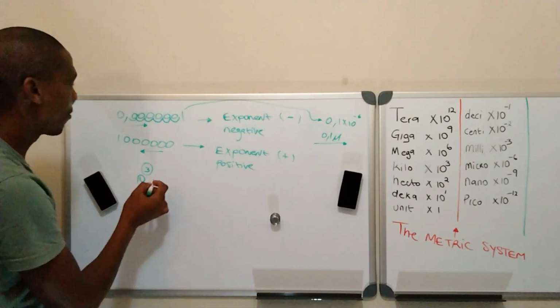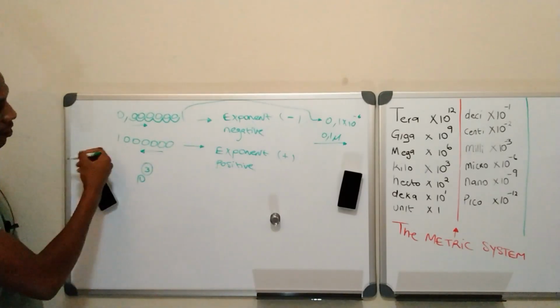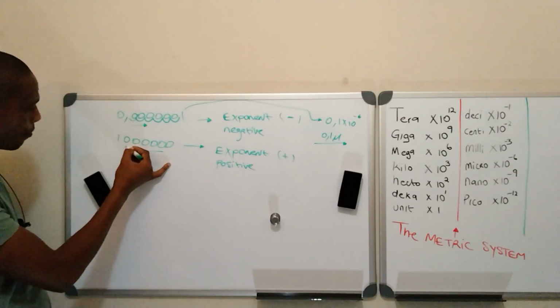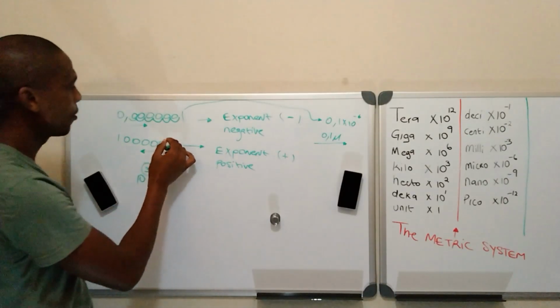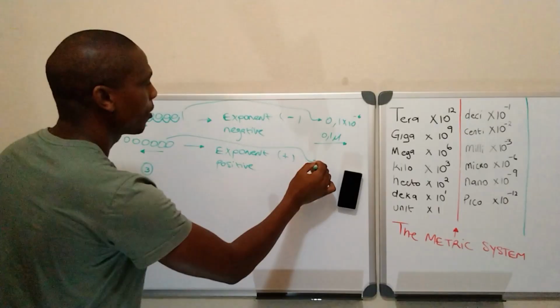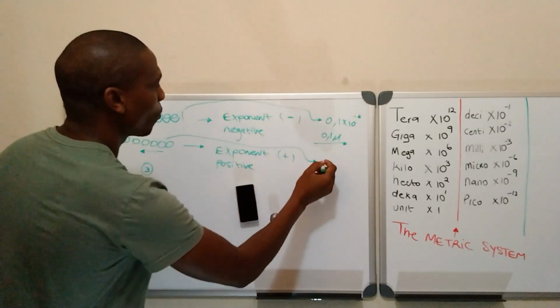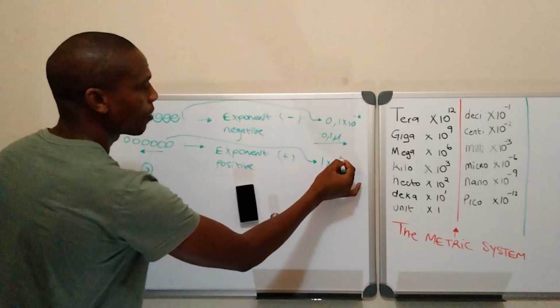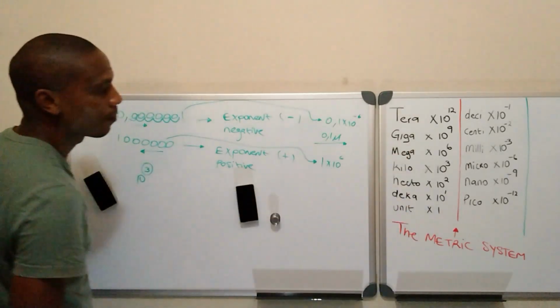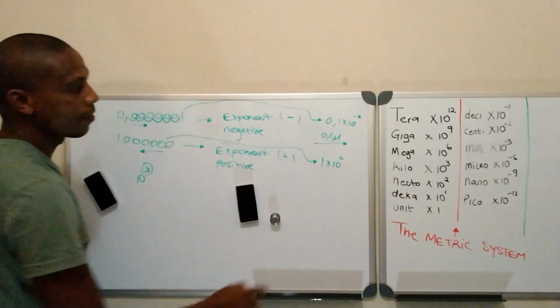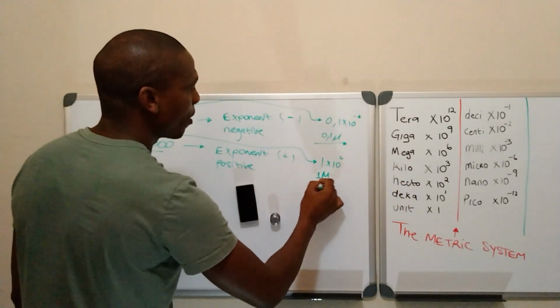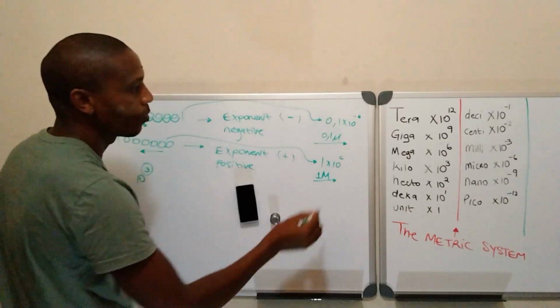Now let's count this one. We are going to the left. 1, 2, 3, 4, 5, 6. So this one, we write it as 1 by 10 to the power 6. Where is 6 there on the board? Mega. So you can write it as 1 mega. You just take this one.